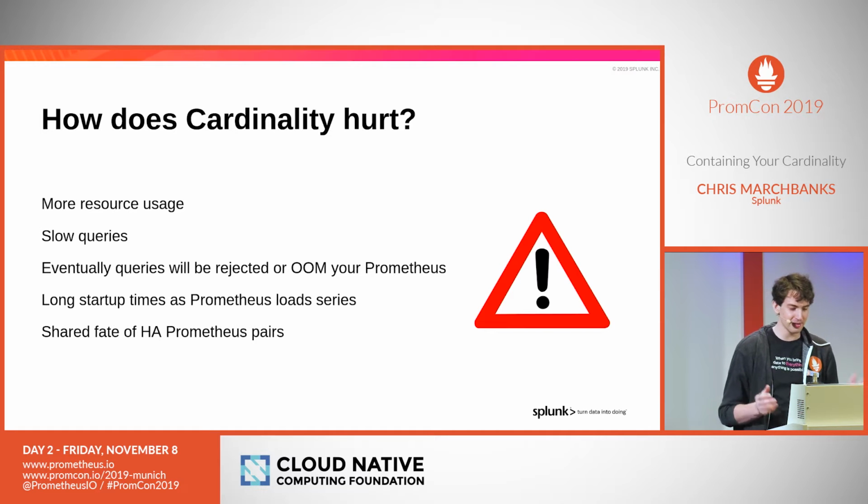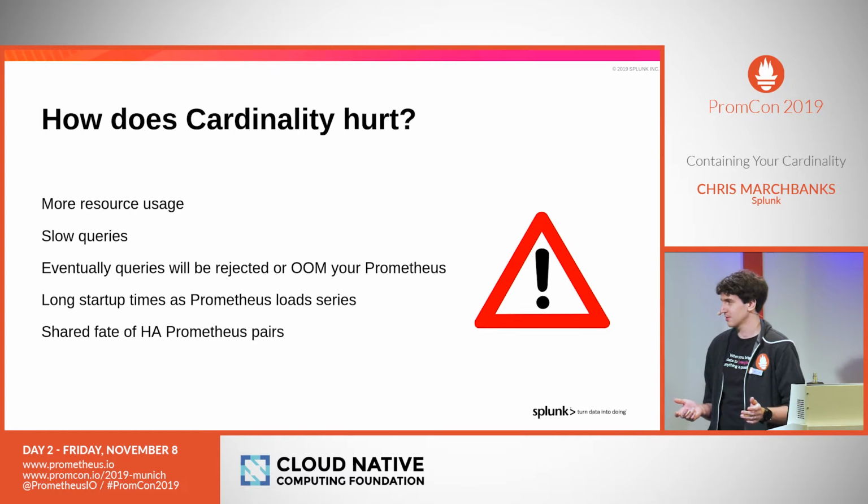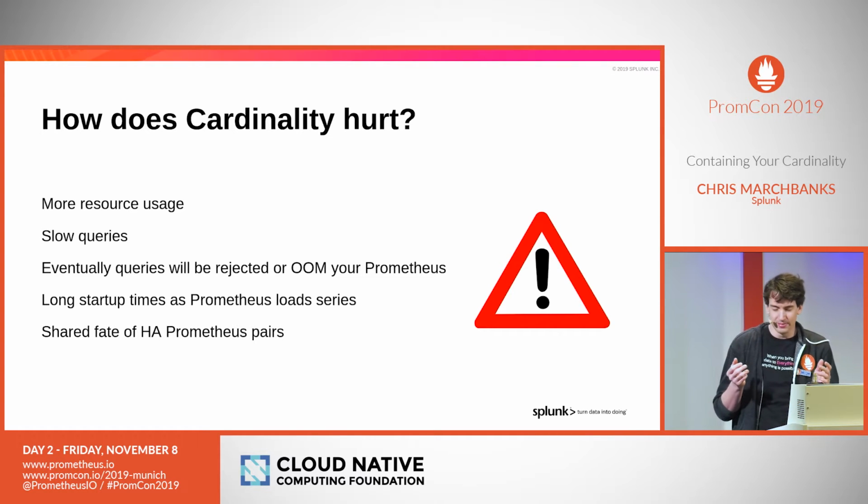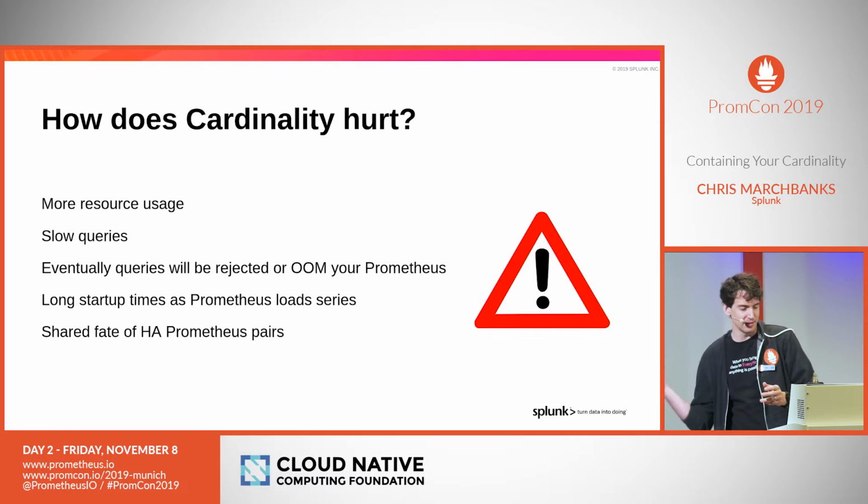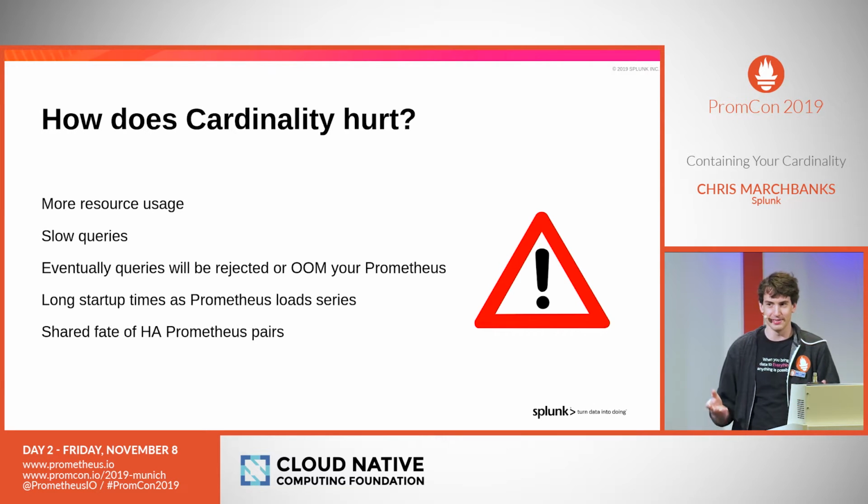And finally, in a lot of cardinality issues, even if you're running a high availability Prometheus, since usually you run two scraping the same data, that means similar memory usage. If you're going to run out of memory in one, you're probably going to lose the second one at the exact same time. And that really sucks.